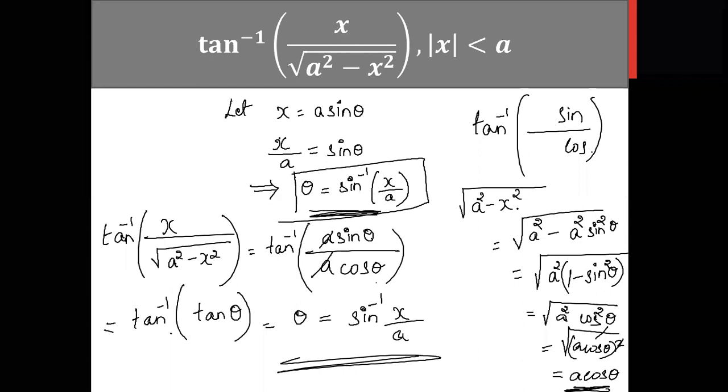Then you substitute it in the denominator. So a square minus a square sine square theta. If you take out a square, you'll be remaining with 1 minus sine square theta, which is nothing but cos square theta. So square and square root get cancelled, which gives a cos theta. Then if you do the substitution, you'll get tan inverse of tan theta, which is theta, that is equal to sine inverse x by a.